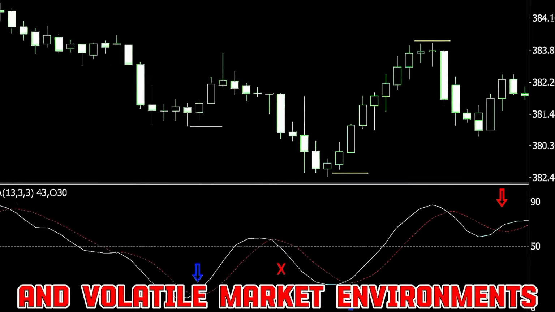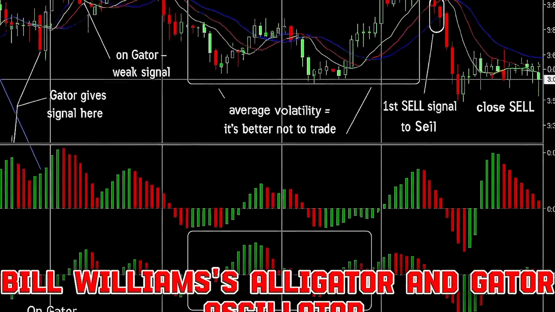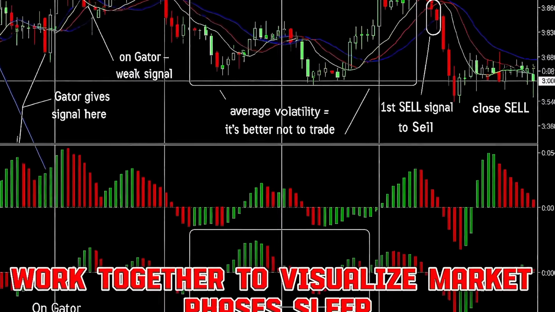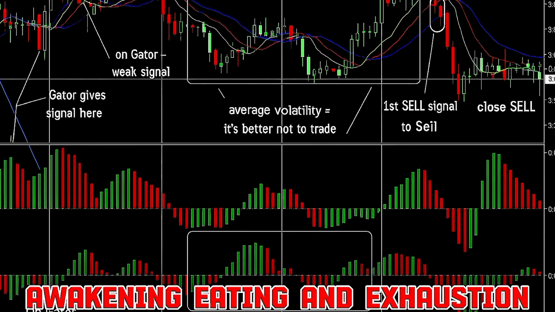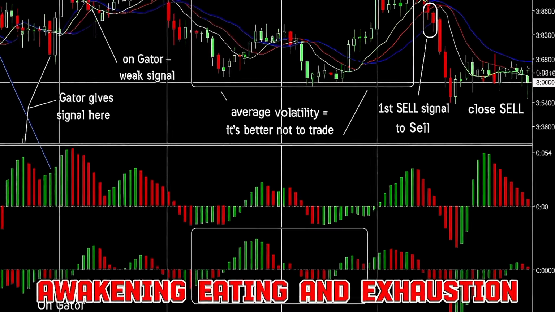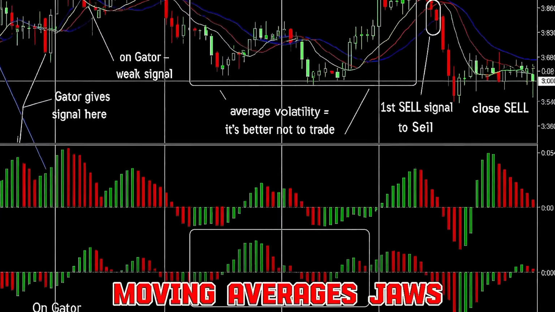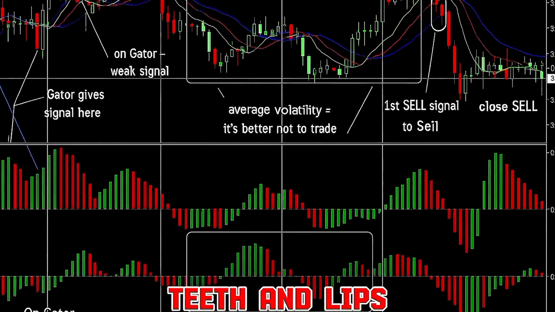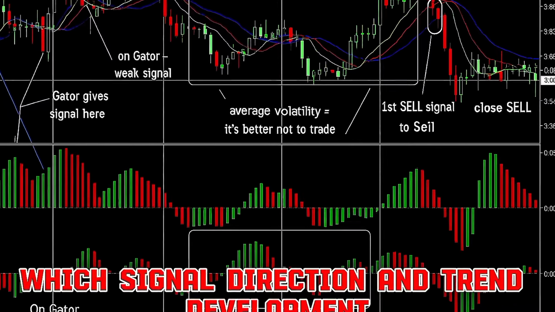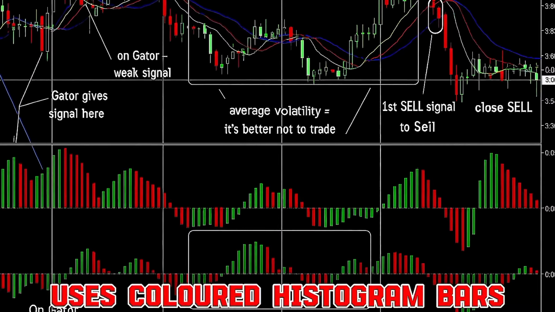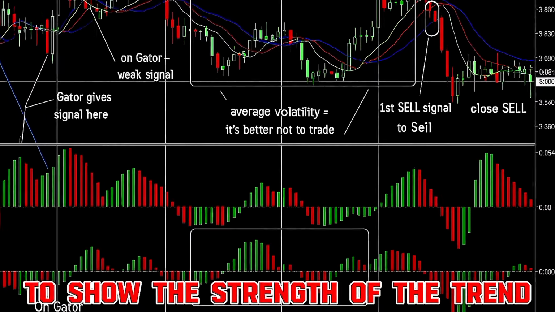volatile market environments. Bill Williams's Alligator and Gator oscillator work together to visualize market phases: sleep, awakening, eating, and exhaustion. The Alligator consists of three smoothed moving averages, jaws, teeth, and lips, which signal direction and trend development. The Gator oscillator below uses colored histogram bars to show the strength of the trend.